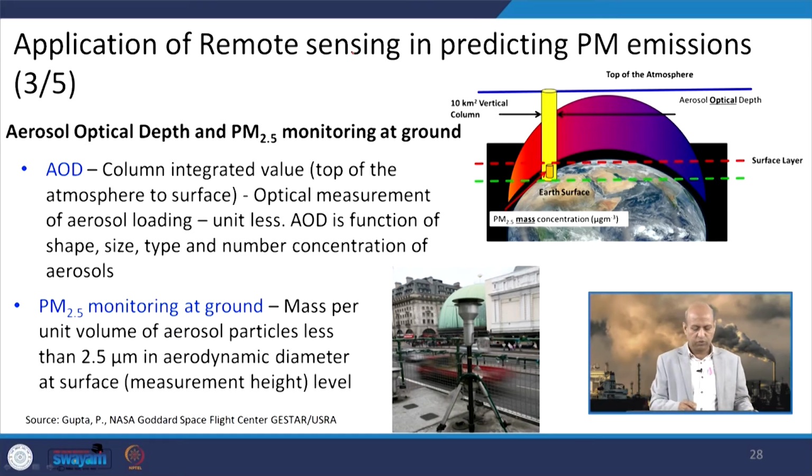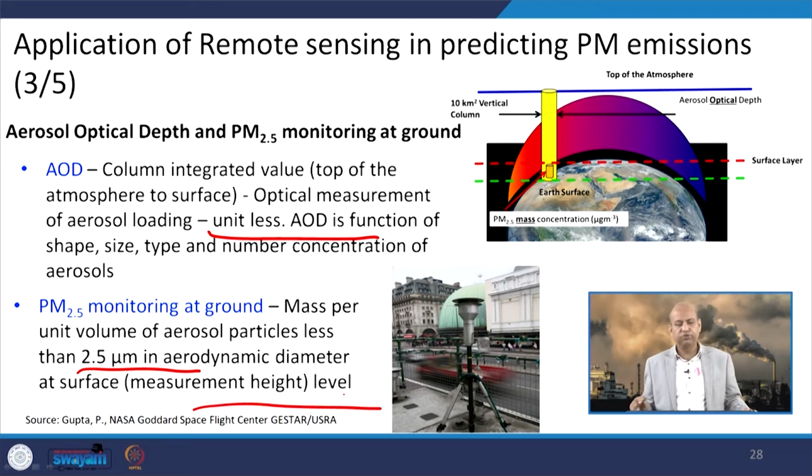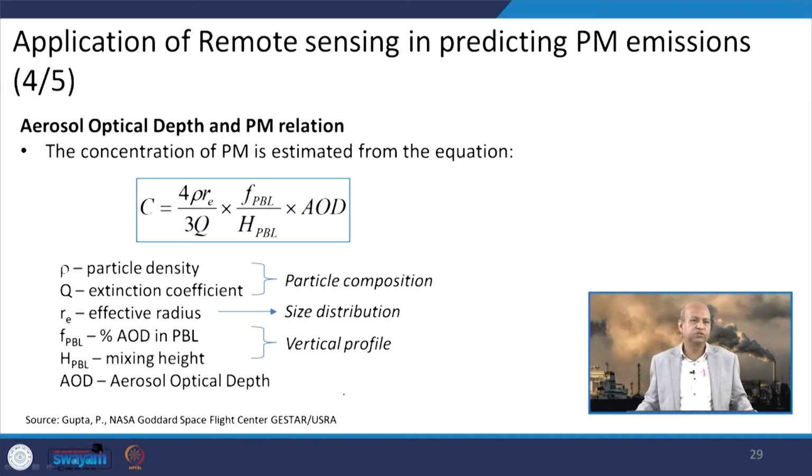And this optical measurement of aerosol loading, AOD, is unitless, and is a function of the shape, size and type of number concentrations of aerosol. So that way it can vary from place to place. Then PM 2.5 monitoring at the ground is the mass per unit of volume of aerosol particles less than 2.5 micrometer in diameter at the surface. Measurement can be done with the help of these satellite based observations also.